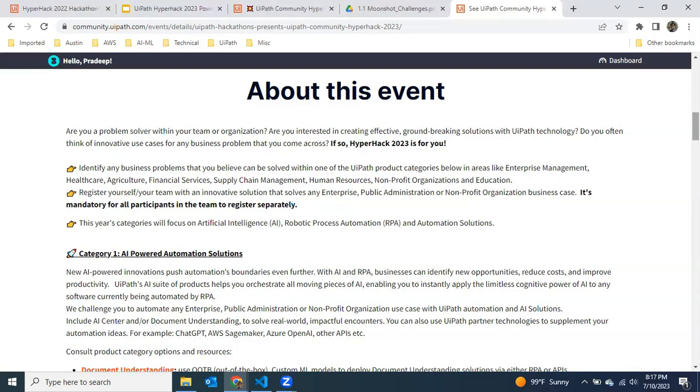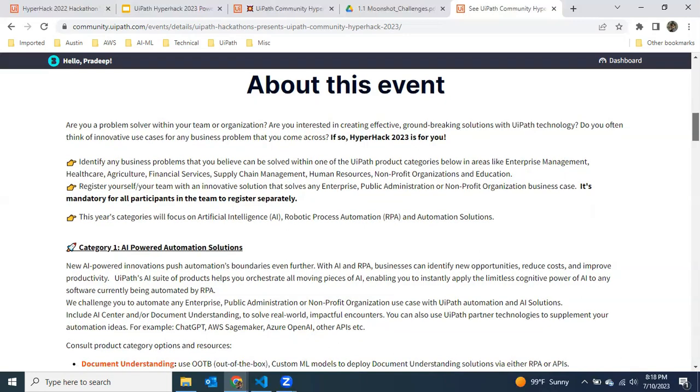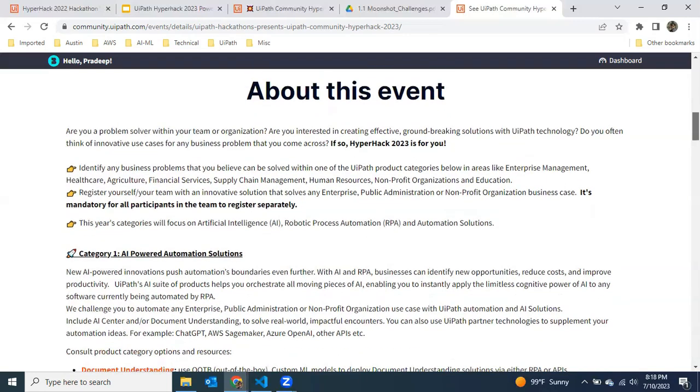Share your experiences, share your use cases. And it's not an individual event. You can for sure sign up as an individual, but you can also join in as a team. Your team size should be less than or equal to 4, actually, no more than 4 members per team. But yeah, the registration process is pretty straightforward.